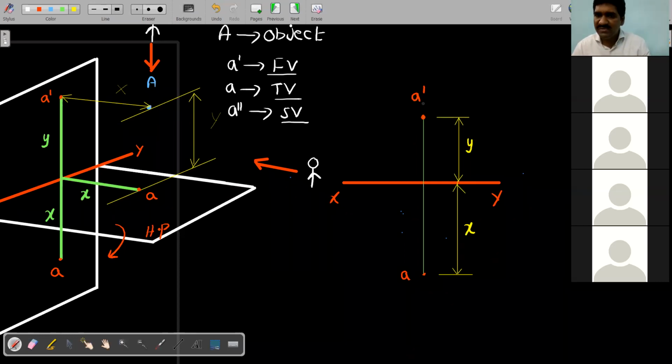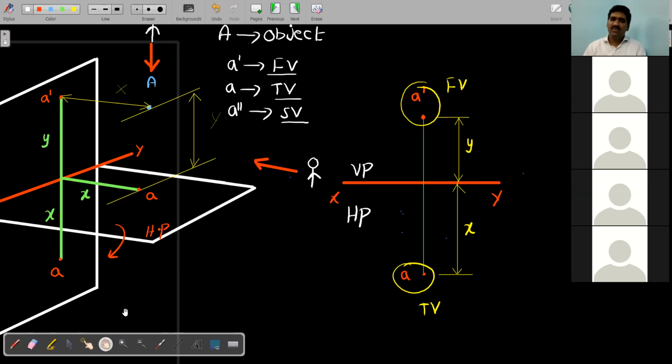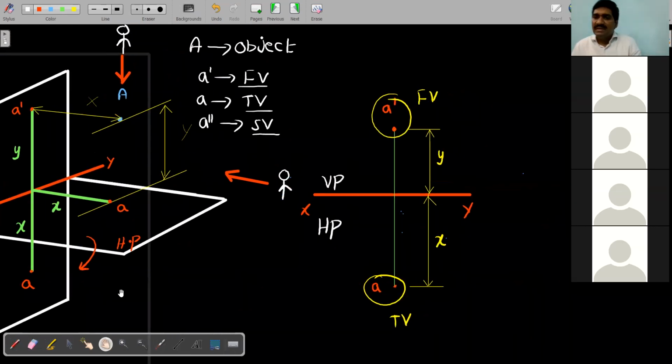Now I am saying some important points for you. This is called the front view, this is called the top view. The XY line is the reference; this is called the vertical plane, and this is called the horizontal plane. Okay, did you understand, all of you? In the examination, in the exam paper, you have to draw this figure.